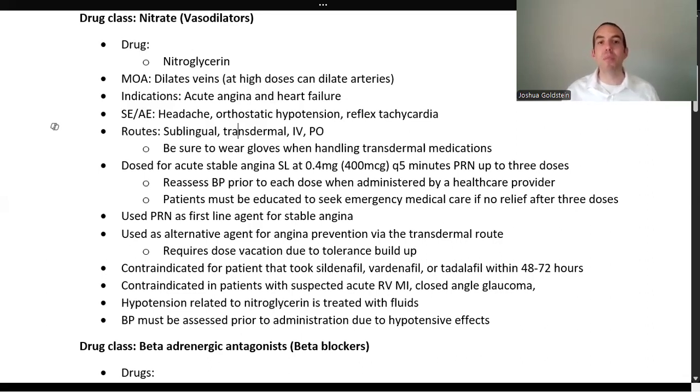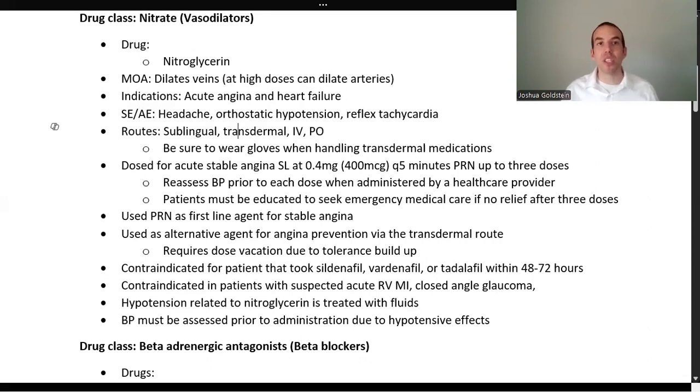Next, hypotension related to nitroglycerin, which we just said is a common side effect, is treated with fluids. Keep this in mind. By the way, when a patient's blood pressure drops from nitroglycerin, you may very well be told by the provider, give the next dose. It's okay if the blood pressure drops, but give them some fluid with it. And next, make sure you're always assessing your blood pressure, and especially on nursing exams, make sure you're always watching the blood pressure with nitroglycerin.